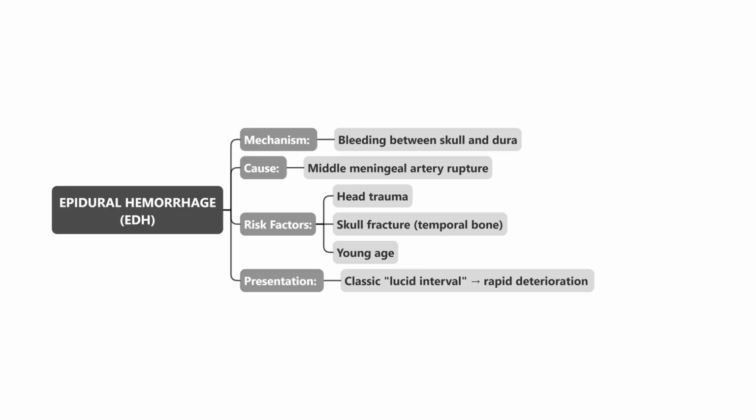In CT scan, we see the characteristic lens-shaped or biconvex appearance. This means the patient may initially appear fine after the trauma, then suddenly worsen.